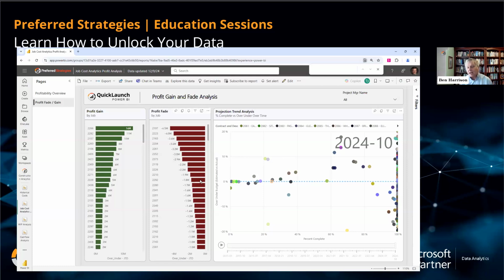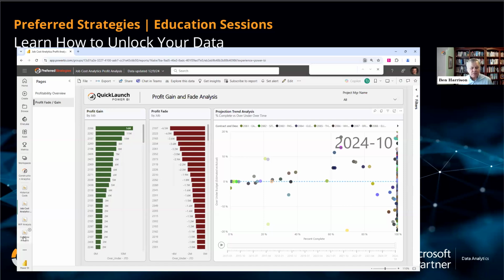Companies rely on that projection of the cost. It's the biggest single driver of your WIP report. And so being able to analyze those personality types is really, really important and helpful. Okay, so we talked about profitability and profit fade gain.